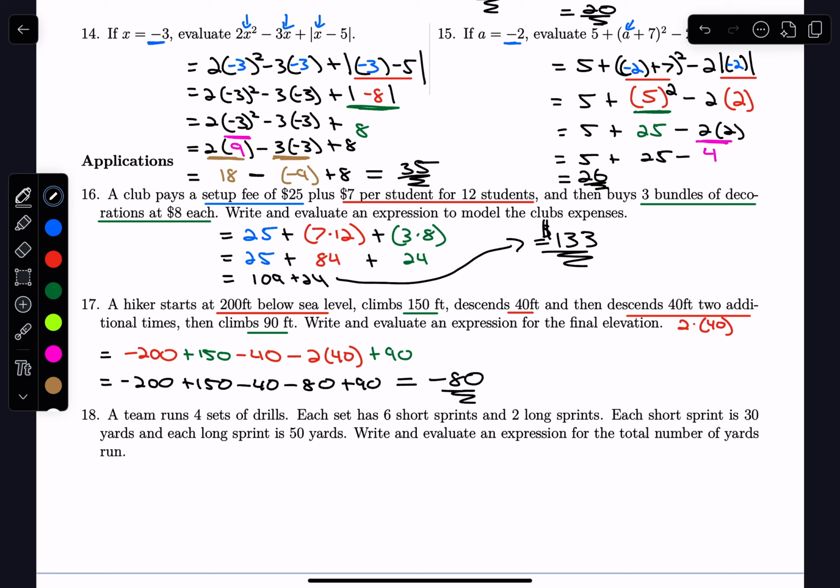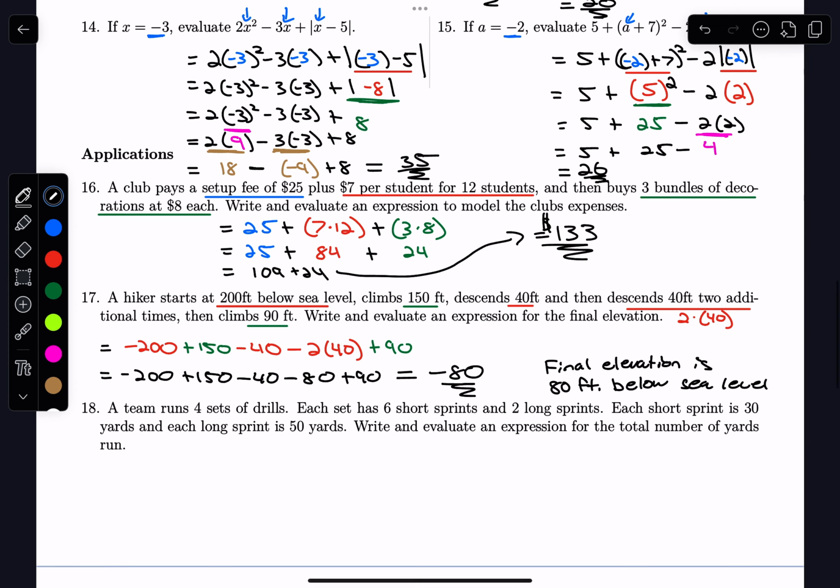And so because we are trying to evaluate an expression for the final elevation, it would help if we express this in words. And so the final elevation is 80 feet. And because it was negative, we're going to say 80 feet below sea level. All right, so after all that up and down, we still end up finishing below sea level.